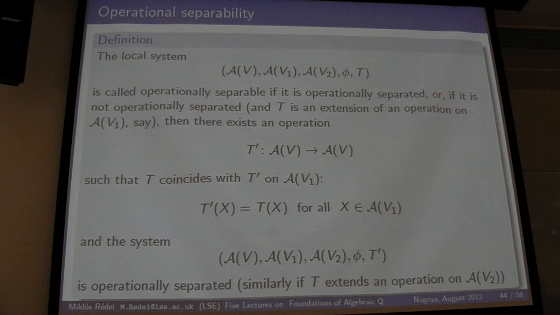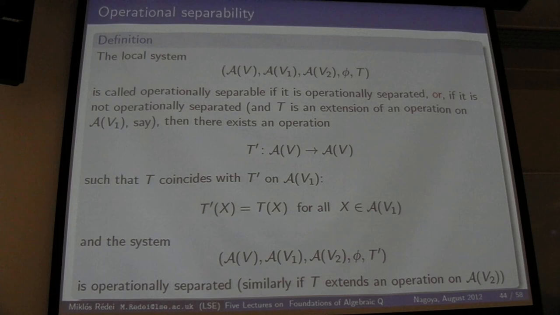I call a local system operationally separable, not separated, but separable, if the following is true. If it is operationally separated, there is no problem with that from the perspective of causality. Or if it is not operationally separated, and T is an extension of an operation on A, B, let's say, then there exists another operation, T prime, which coincides with the original operation, T, on A, B, 1, and for which the system is operationally separated. That is to say, if the disturbance is restricted to the subsystem on which the operation was performed.